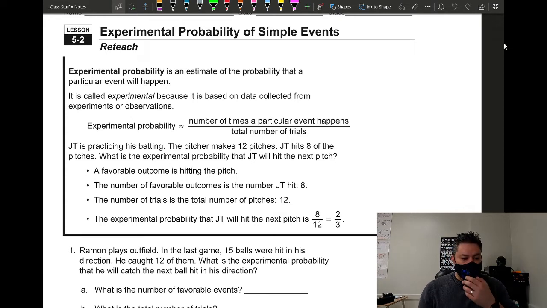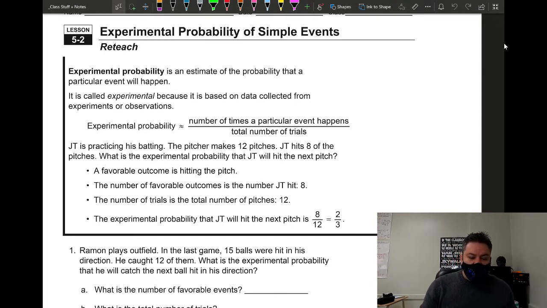So experimental probability is an estimate of the probability that a particular event will happen. Just like in theoretical, it's about the same thing so far. It is called experimental because it's based on data collected from experiments and behavior. Like the video we saw the other day, the guy was flipping a coin and he did it, I don't know, like 100 times, and he was collecting that data. He was actually doing an experiment. That's what the difference is. You're actually doing the experiment and not just making it look good on paper to see what the theory is. Good. But the experiment is actually what's going to happen.